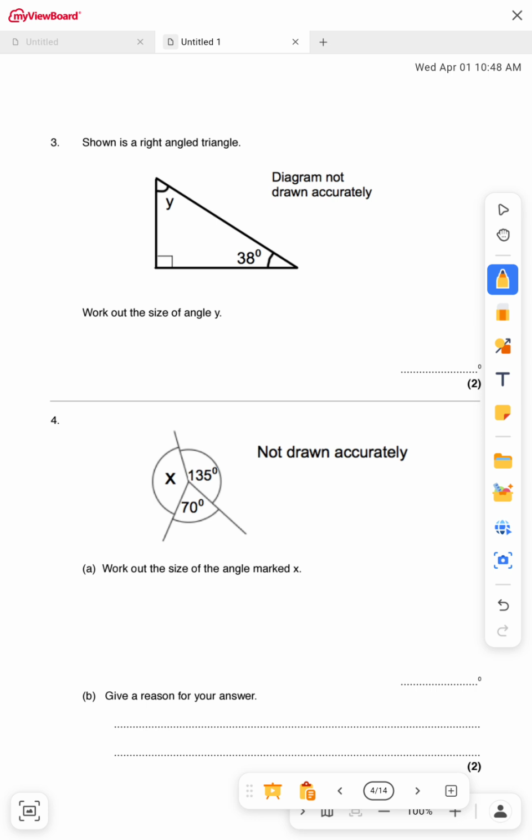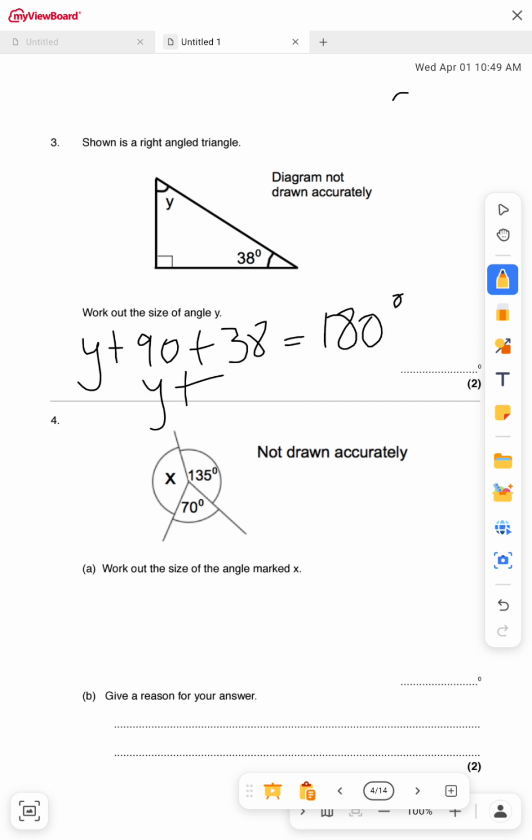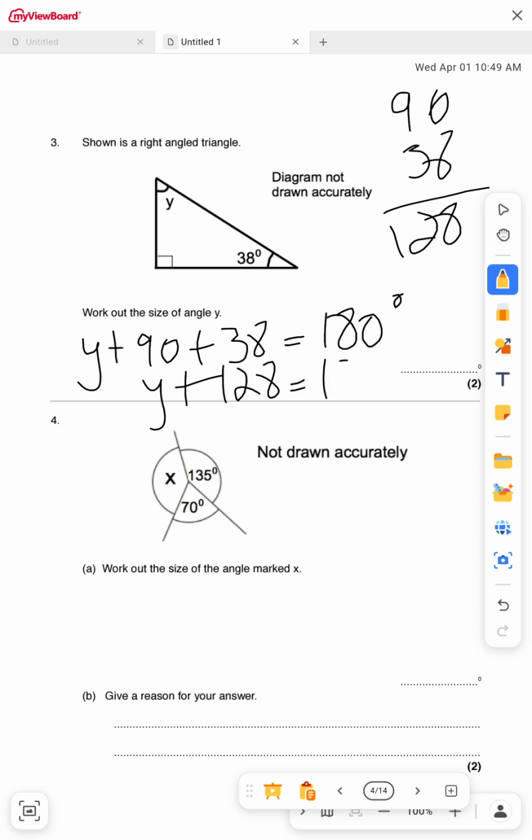Now shown is a right angle triangle. Work out the size of angle Y. Very simple question. The angle sum of our triangle is equal to 180 degrees. We know that. So Y plus 90 plus 38 will be equal to 180 degrees. So Y plus, what is 90 plus 38? 128. 128 is equal to 180 degrees.